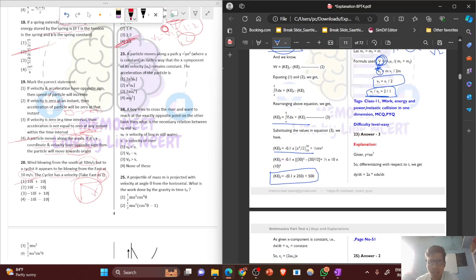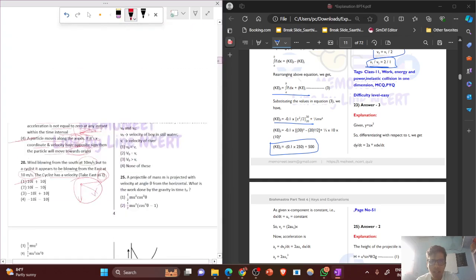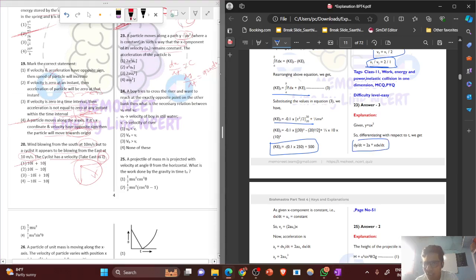23rd number question. A particle moves along a wire. The path is given in such a way that the x component of the velocity remains constant, so dx by dt is constant. You can calculate the value here: dy by dt is equal to 2ax dx by dt. You know dx by dt is constant, put it as u or some constant. So you get dy by dt equals 2axu. This is the value.